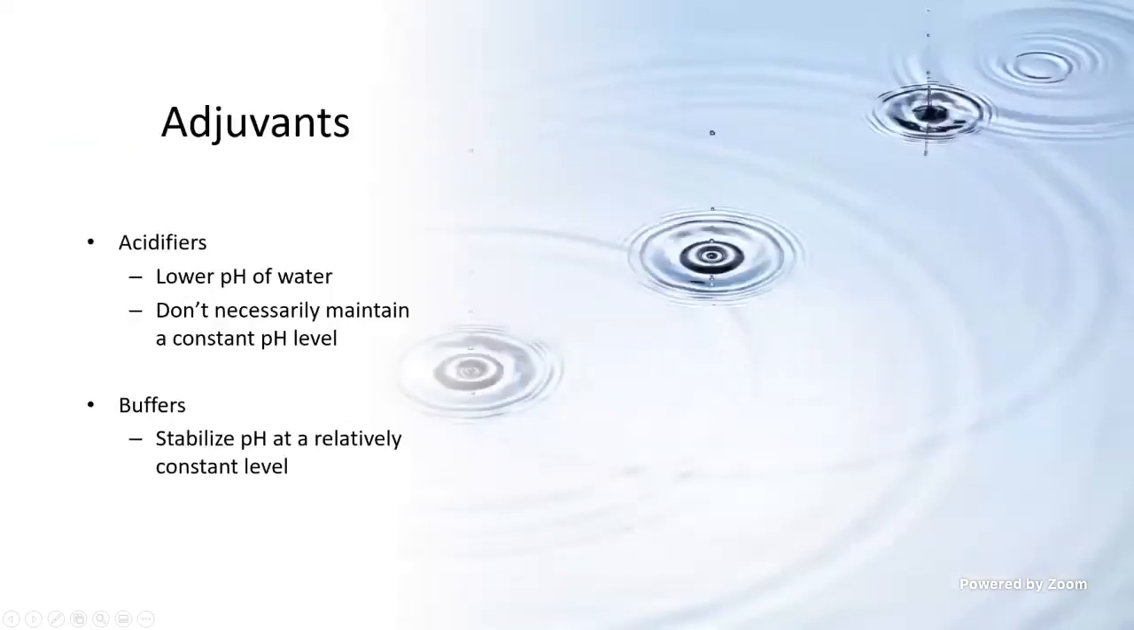Most pesticide solutions or suspensions are stable between 5.5 and 7, but we said we want 4 to 6.5, to make sure we get a perfect solution. Pesticide solutions above 7 are at a greater risk of degrading or breaking down. Acidifiers are adjuvants that lower the pH of the water in the spray tank, although they do not necessarily maintain a constant pH level. Buffers tend to stabilize the pH at a relatively constant level.